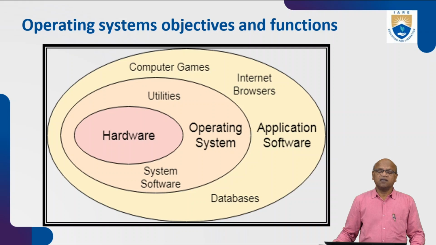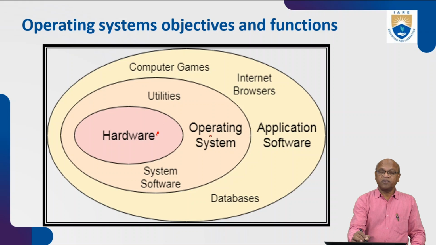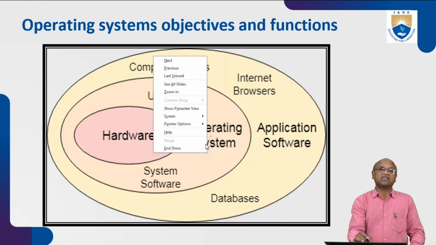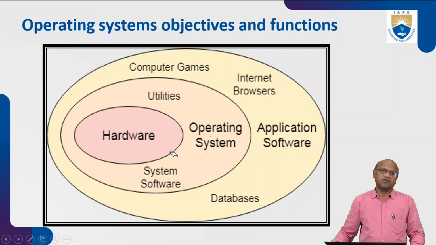Basically, hardware is the hardware. This is your hardware, and this is your operating system. And on the left are application programs, application software, browsers, computer games, system software. All these are software only, except your hardware. So the user will interface to the hardware through your operating system. That's what the main meaning is. So this is the basic section of the operating system objectives and functions.